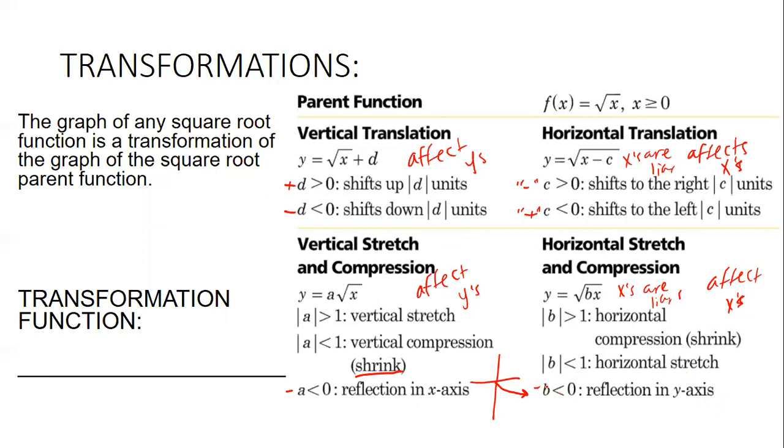Reflection. So if your b is negative, it's a reflection in the y-axis, which means that your function is reflecting over the y-axis. So instead of it doing this, it's now going this way. Pretend that as a curve, not a line.